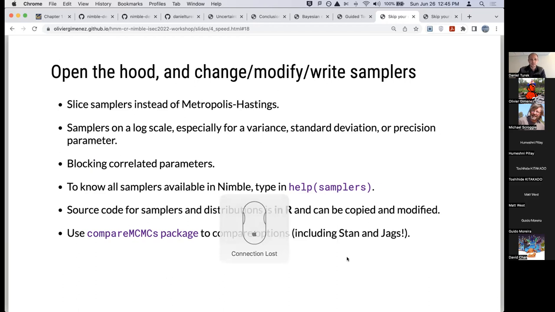There's also a package called compareMCMCs, which lets you compare different MCMC performances, and you can find that as well. I actually use that in the talk I'll be giving later in the week at ISEC to compare a bunch of different MCMC approaches, including HMC, Hamiltonian Monte Carlo, in Nimble, which is what my talk is about. So you can see some results for that.